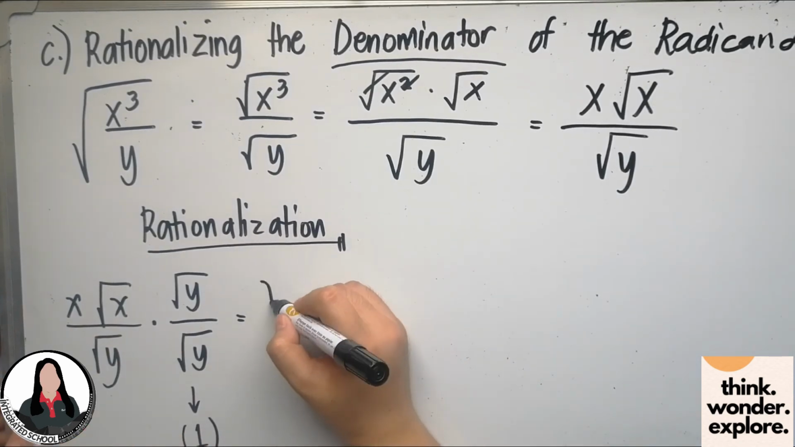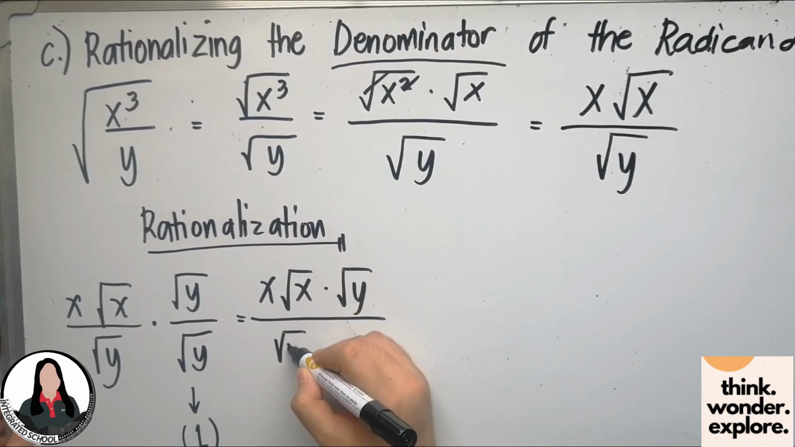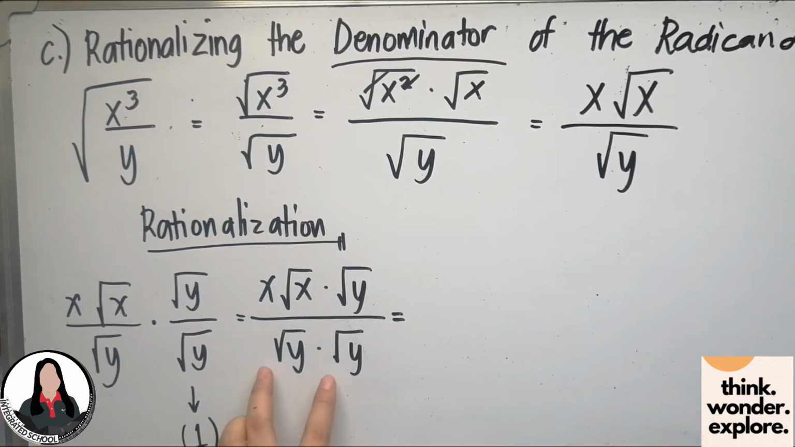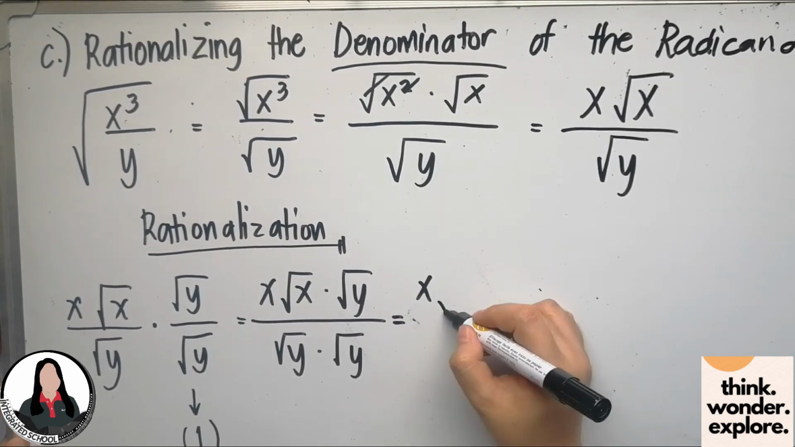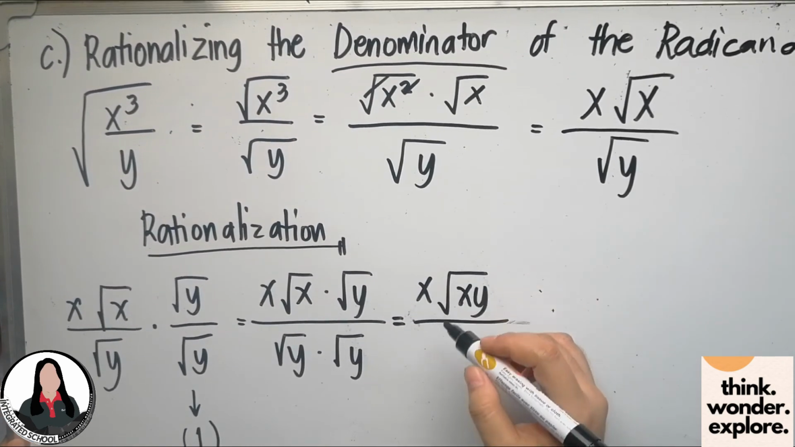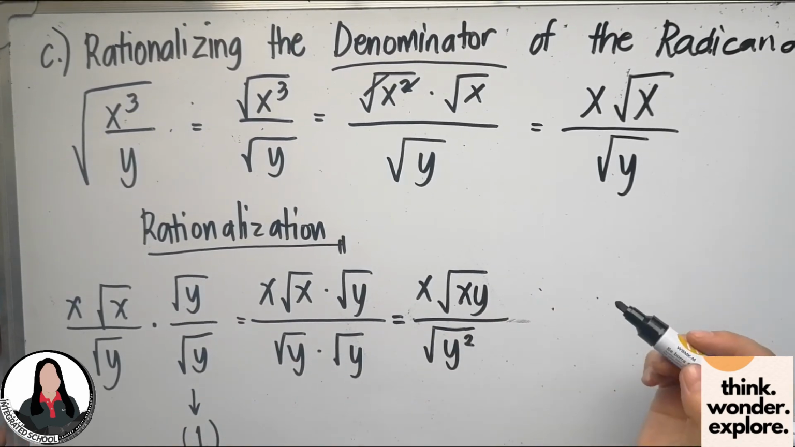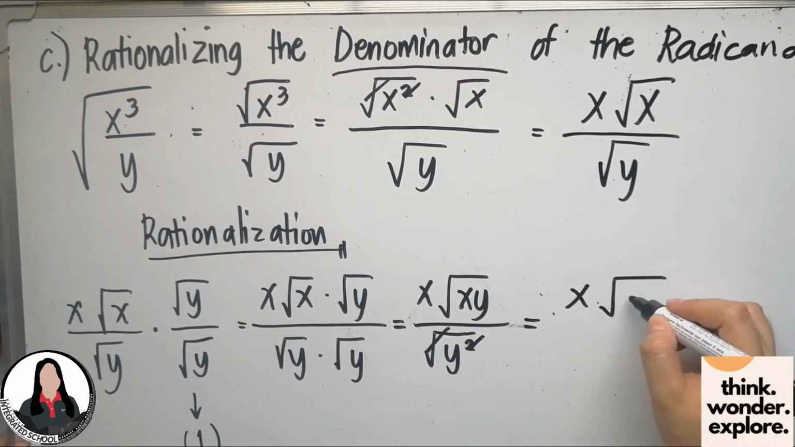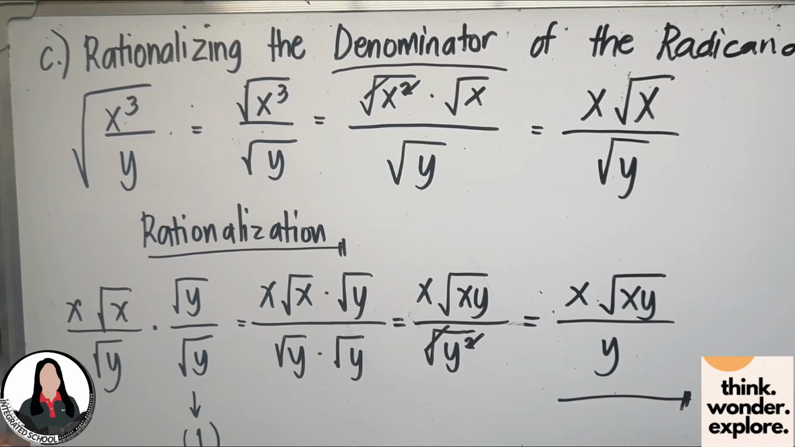Now, let's multiply. We have x square root of x times square root of y all over square root of y times square root of y. Simply, pagsamahin natin since parehas ang ating index. So, x times square root of xy all over square root of y squared because y times y is y squared. And then, simply, we can cancel this which will give us x square root of xy all over y. Now, that's the time na pwede natin siyang sabihin na nasa simplified form na siya.